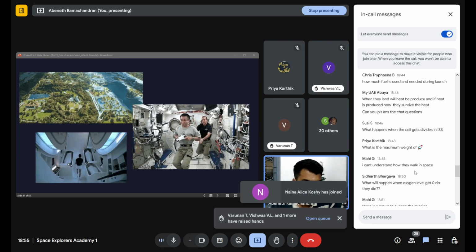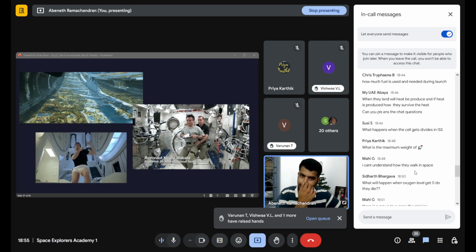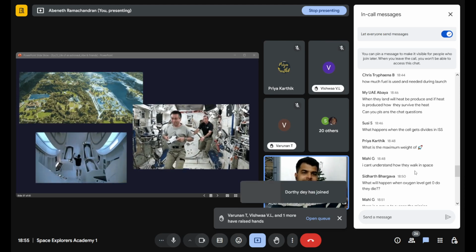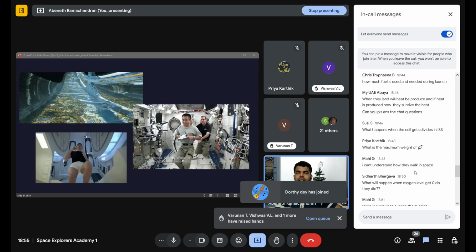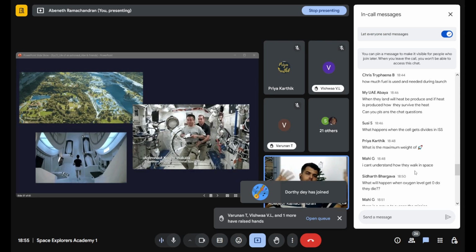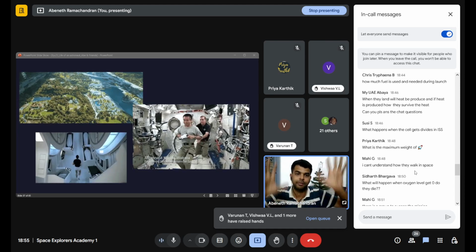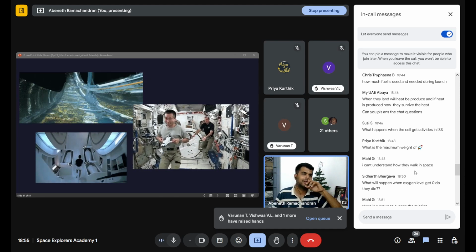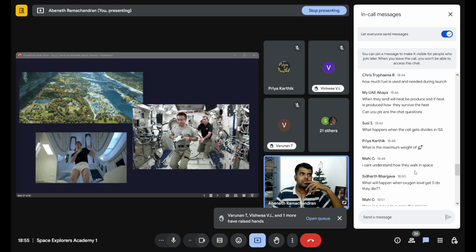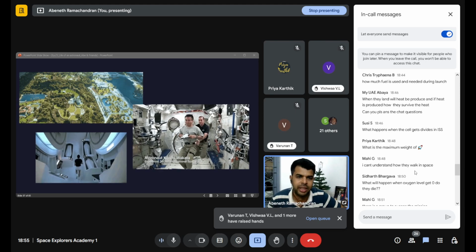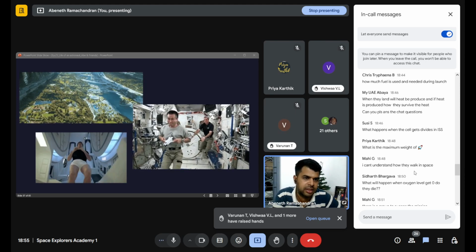What is the maximum weight of a rocket? Somewhere between 8 to 20 tons, almost around 3 to 4 elephant sizes. So that is how big a rocket is without the fuel. With the fuel, it will be around 25 to 30 tons. That is how big the SpaceX rocket is.